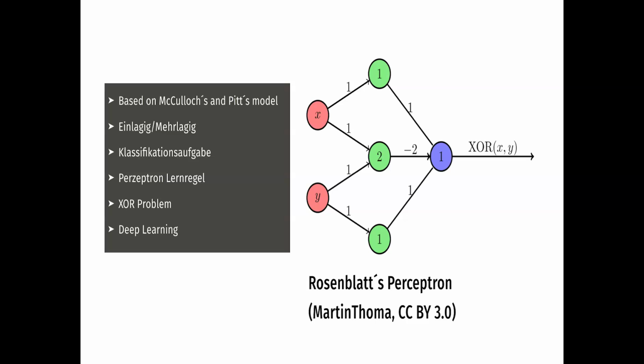The limitation of the single-layer perceptron could later be solved with a multi-layer perceptron, in which there is at least one additional layer of hidden neurons in addition to the output layer, also called the hidden layer. These multi-layer neural networks with hidden layer were finally the starting signal for deep learning.